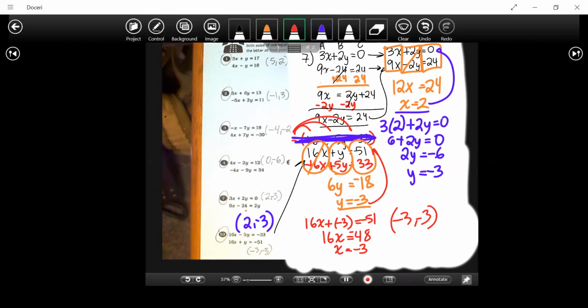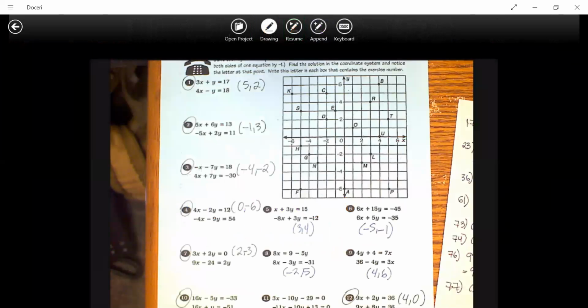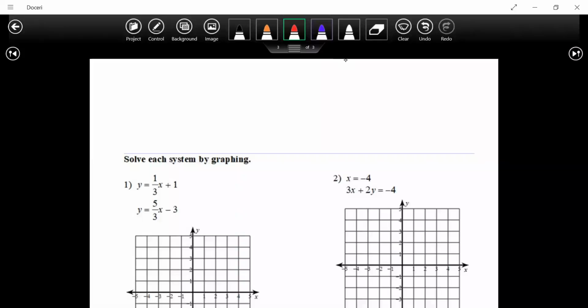Here's your cleared for it. So if you have them, you need them. Pause the video. Again, do me a favor. We're just going to practice today, so graph the following systems. Take your time and graph them.